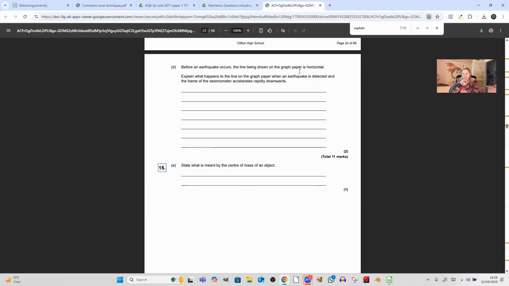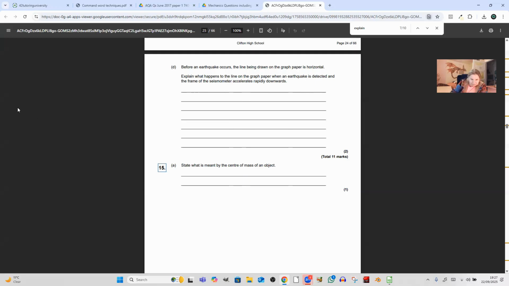Okay, so the ball isn't moving and the drum is rotating and it's drawing a horizontal line. So if you unraveled the paper off the drum, it would look like a horizontal line. Right, now it says, explain what happens to the line on the graph paper when an earthquake is detected and the frame of the seismometer accelerates rapidly downwards.